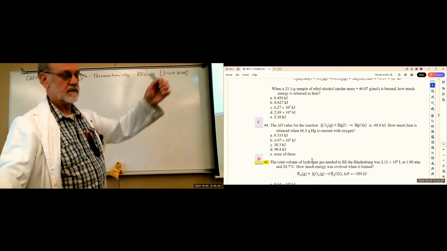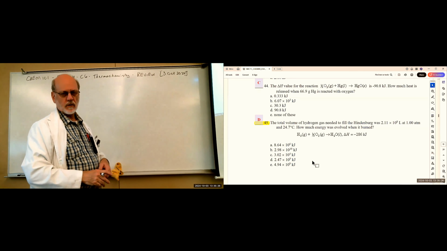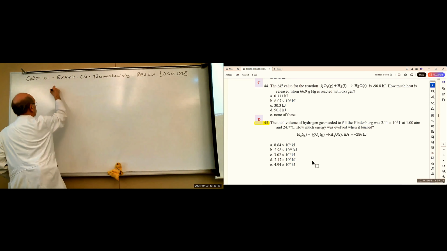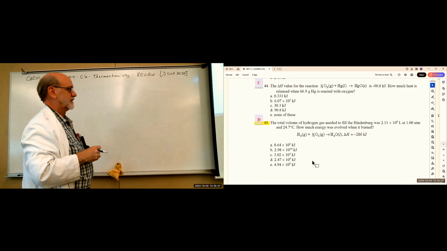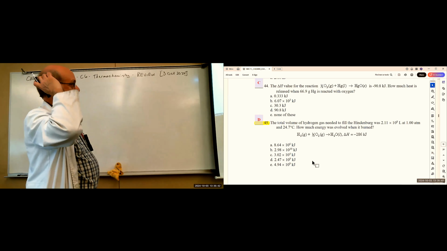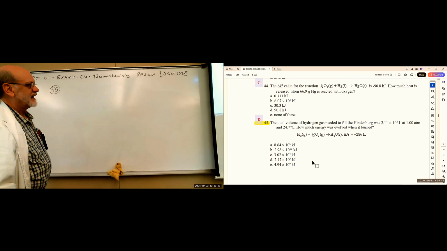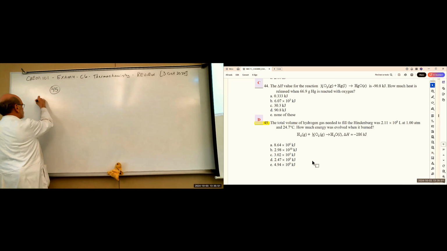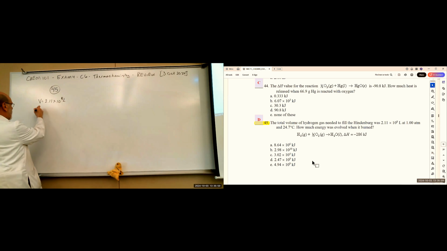All right. Good. We're creeping up on number 45. Total volume of hydrogen gas needed to fill the Hindenburg was 2.11 times 10 to the 8th liters. Quite a bit at 1 atmosphere and 24.7 degrees C. How much energy was involved when it burned? Okay. So we're given 2.11 times 10 to the 8th liters. That's volume. Liters, there we go. And pressure is 1 atmosphere.